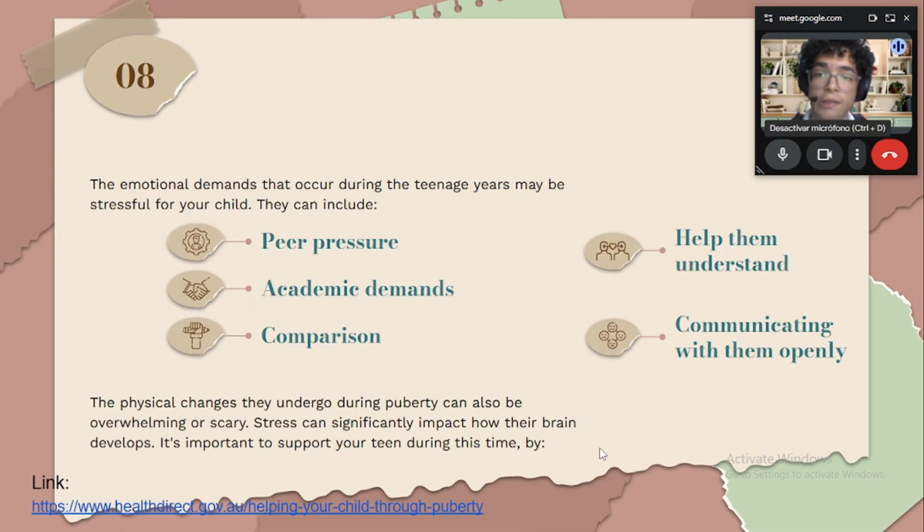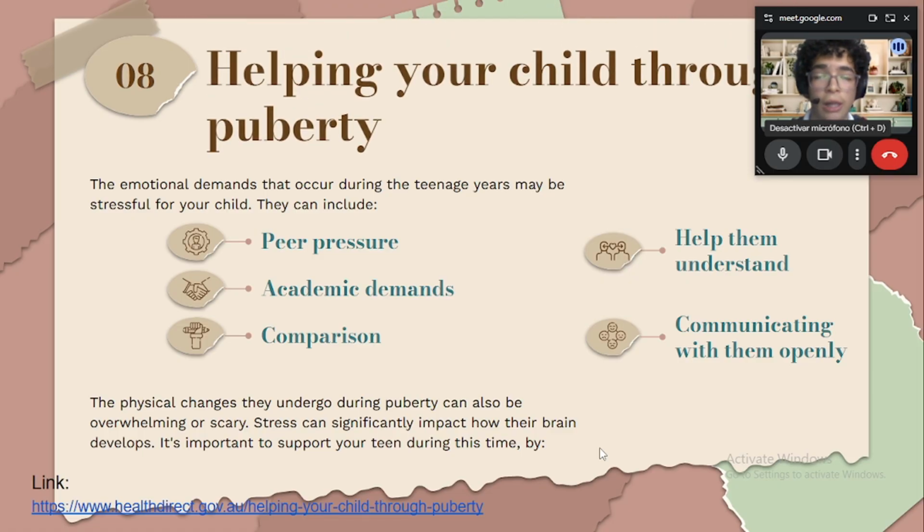Number 8 is helping your child through puberty. In this part, we'll see some of the stressful parts about puberty and how you can help your child during this time. The emotional demands that occur during the teenage years may be stressful for your child. They can include peer pressure, academic demands, and comparisons. So, here are some ways you can help your child.